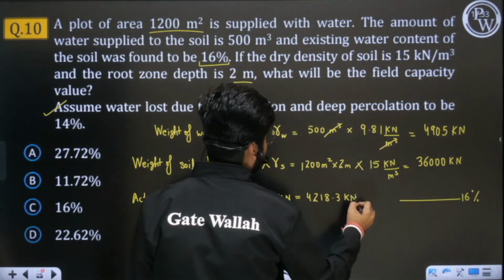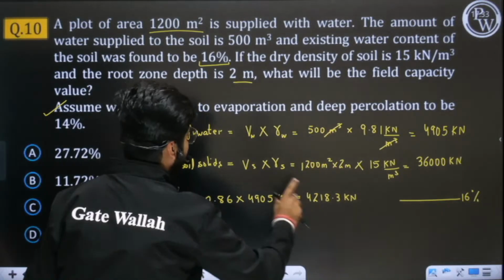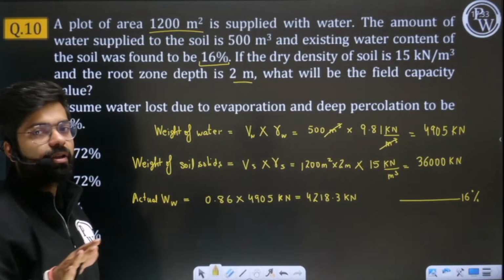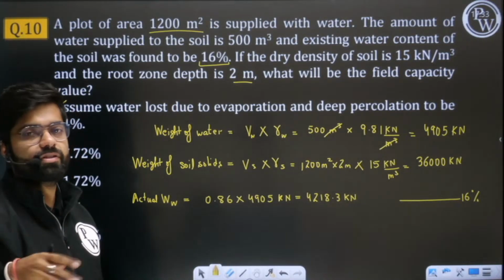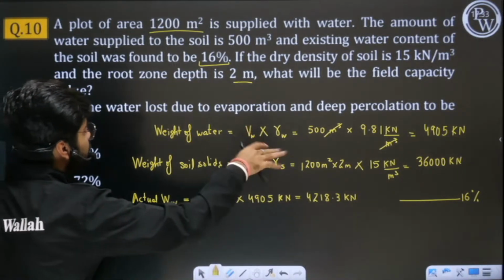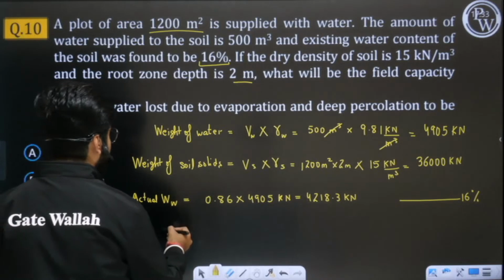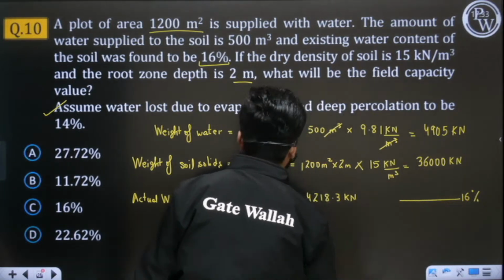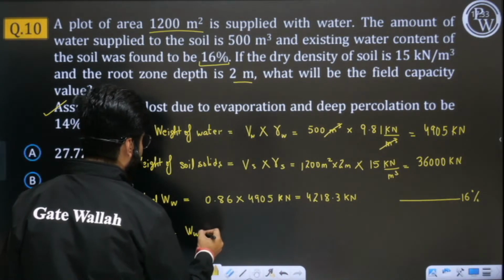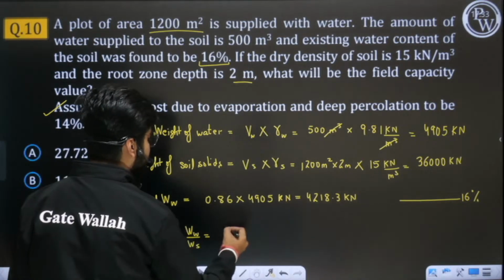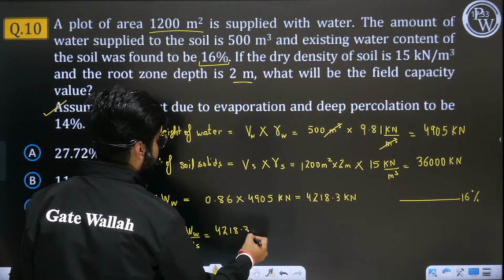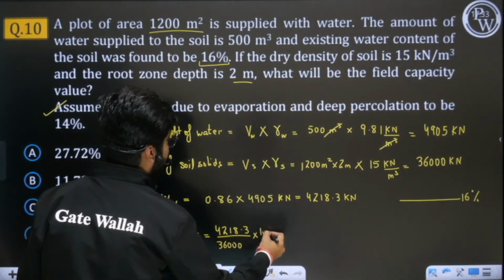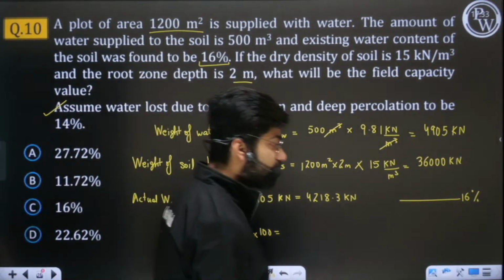See why we are subtracting 14%? Because out of this total water, 14% is lost. Only 86% is remaining now in the field. 14% is gone in the form of evaporation and deep percolation. So now, how much has the water content actually increased? See, the level is 16%. So we will find the water content here, weight of water upon weight of solid. Weight of water is 4218.3 divided by total 36,000, also multiplied by 100 because we want to find it in percentage.